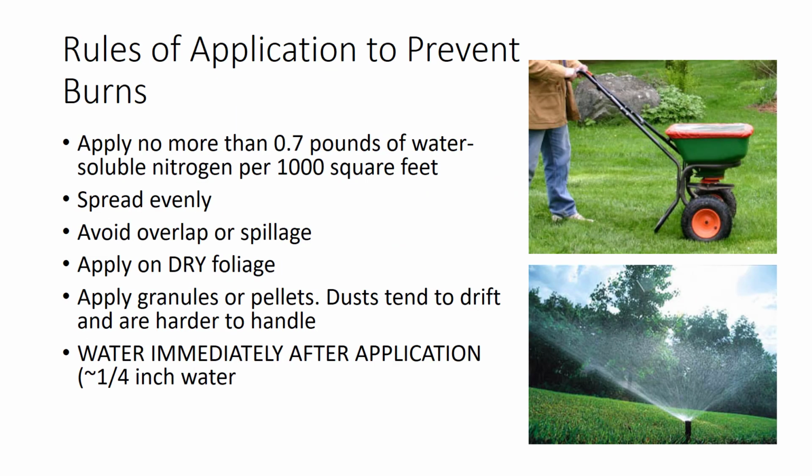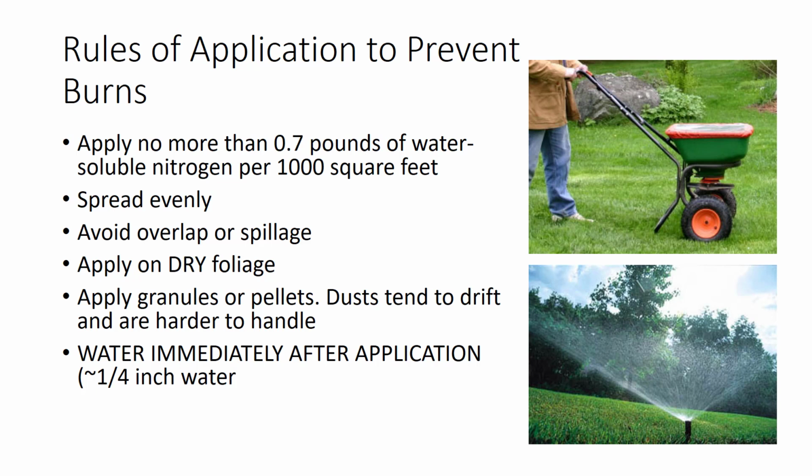There are several best management practices to prevent fertilizer burns. Do not apply more than 0.7 pounds of water-soluble nitrogen per 1,000 square feet. Spread the fertilizer evenly so that clumping does not exceed the rate. Avoid overlap or spillage. Apply to dry foliage. Applying to wet foliage causes it to stick to the blades. Apply granules or pellets rather than dust, which tend to drift and are harder to handle. And most important, water immediately after application.